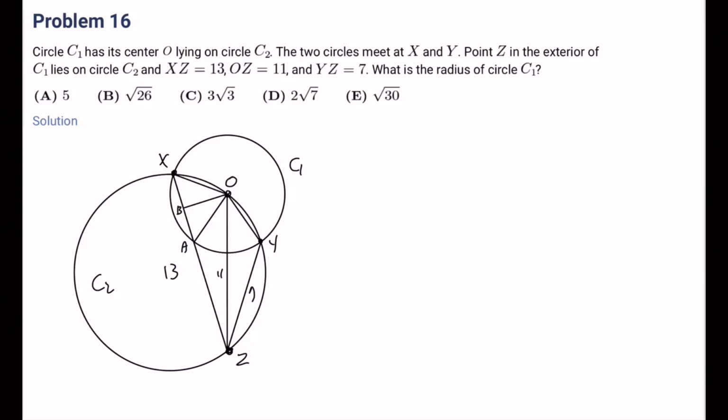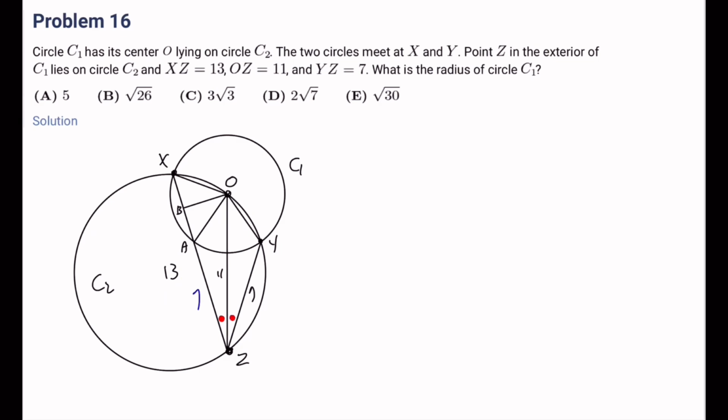So now we want the radius of circle C1. First of all, we notice that XO and OY have the same length because they are both radii. Since those 2 have the same length, these 2 are the same angles, right? And since those are the same angles, OAZ and OZY are congruent triangles because these 2 are equal, and this is also shared, and so that gives us that YZ and AZ are equal.